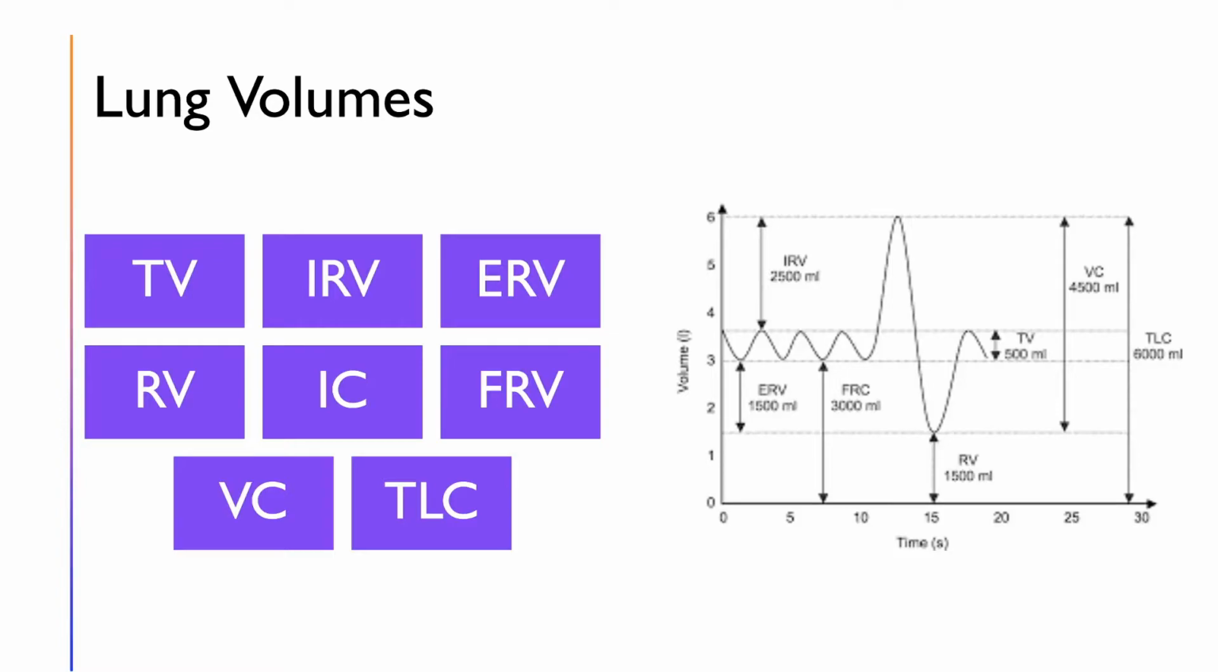Then we have something called residual volume. This is the amount of air left in your lungs after expiratory reserve volume, or after a forceful expiration. There's always going to be some air in your lungs. You can't collapse them completely, nor would you want to, right? So that's called the residual volume.